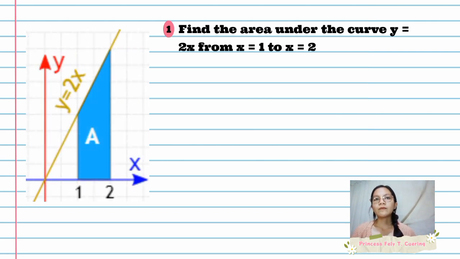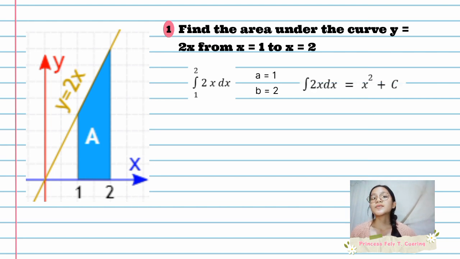First problem we have here, find the area under the curve y equals 2x from x equals 1 to x equals 2. First thing to do here is to set up the integral, which in our case is the integration of 2x dx from 1 to 2, where our a is equal to 1 and b is equal to 2. Now, reminding you again that our a is our lower limit and our b is our upper limit.